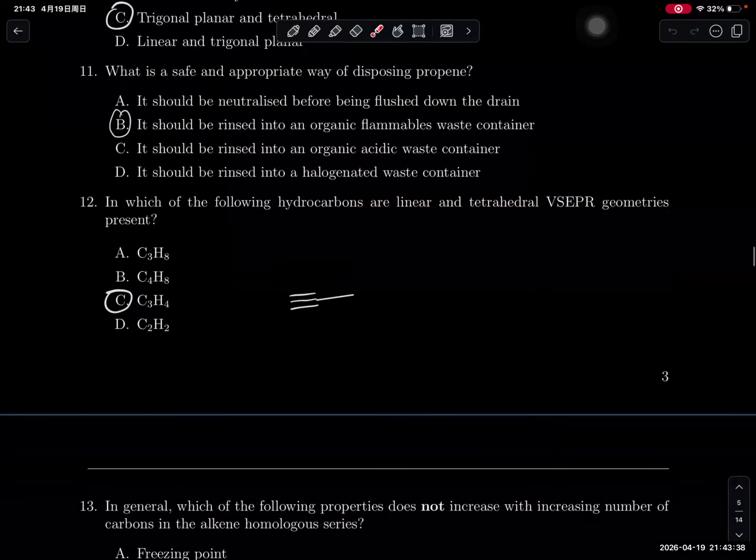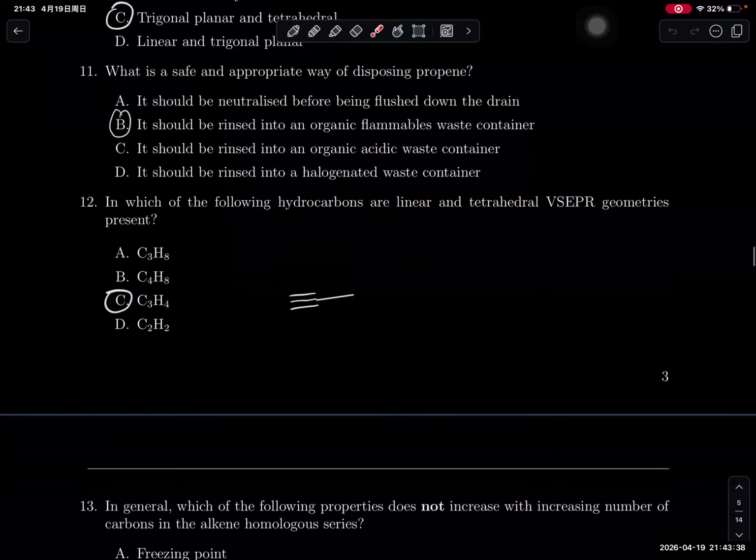Question 13. In general, which of the following properties does not increase with increasing number of carbon in the alkene homologous series? It's flammability. Flammability is a chemical property, so it does not really get affected by the molar mass.